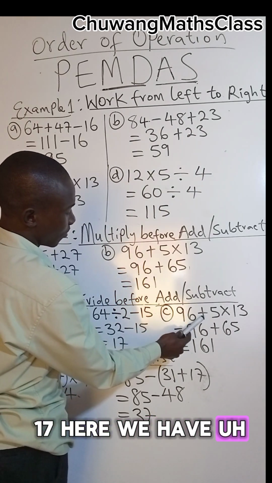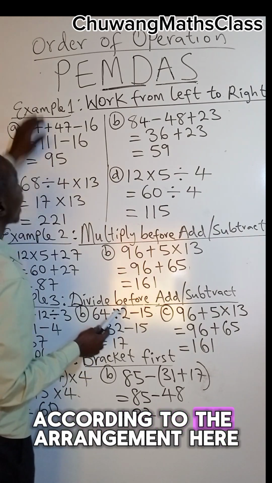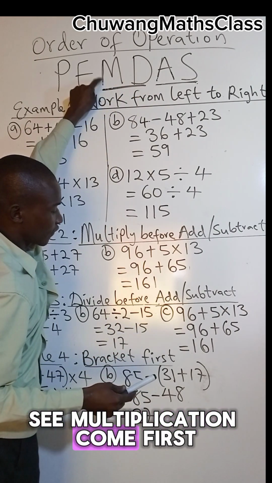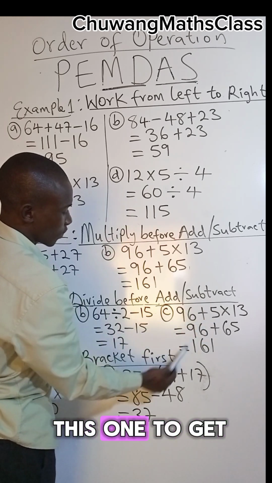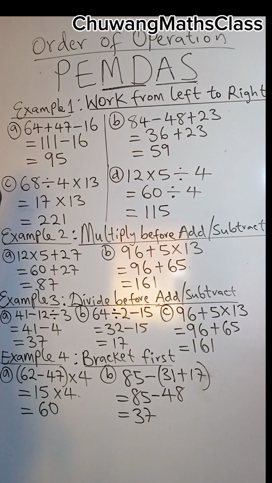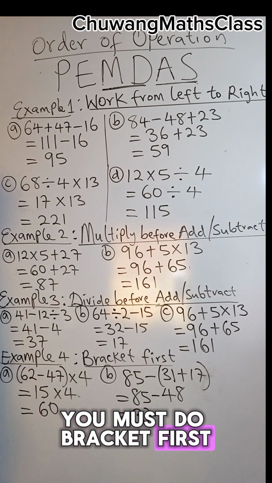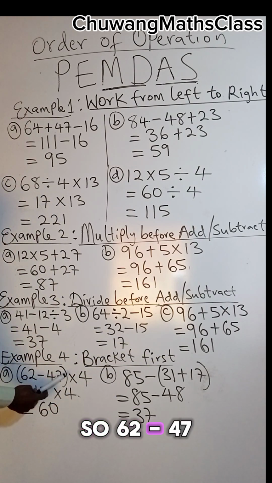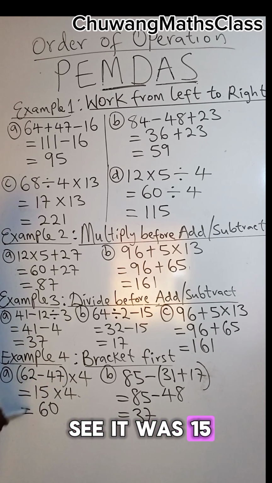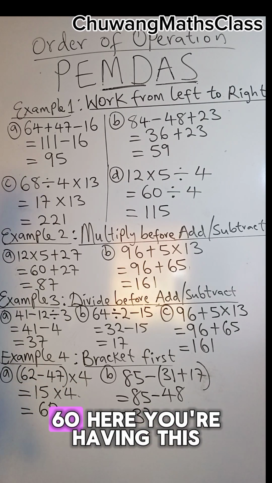Here we have addition and multiplication. So which one are you going to do first? According to the arrangement here, multiplication comes first, so you must multiply first before you now add with this one to get your answer here. And whenever you have a bracket, you must do the bracket first. So here you must do the bracket. 62 minus 47 gave us 15. Then before you now multiply, it gives you 60.